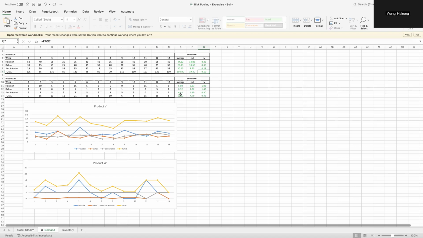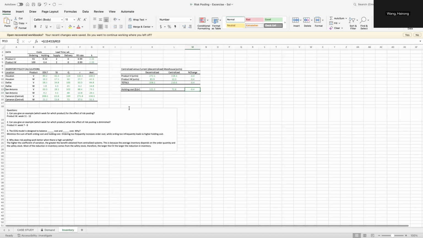And same as V, we can calculate the total row for product W and then get the average and standard deviation of demand for it. And then finally get the CV, the coefficient of variability, for this row. All right. Then we will move to the inventory part.